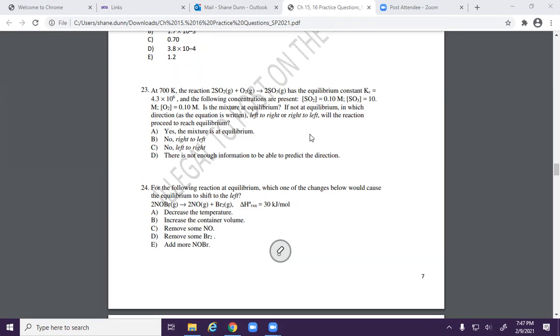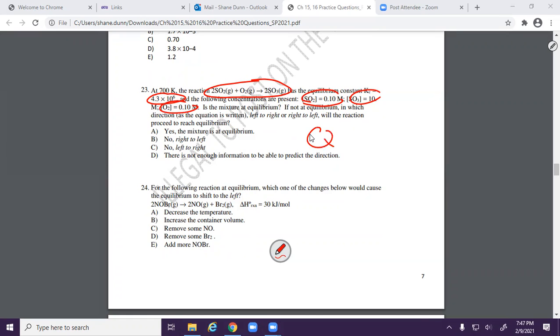At 700K, the equation is given. The Kc value is that. The following concentrations are present. Is the mixture at equilibrium? You're given a Kc value, right? You are then given every single concentration available to you. What does that mean you're solving for? Solving for a Q value.